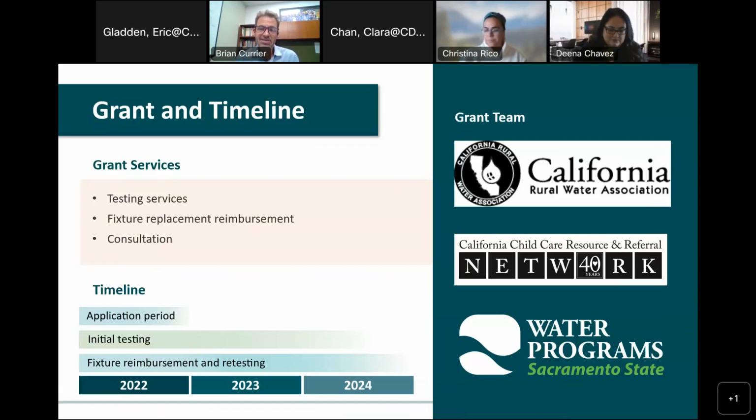Applications will be accepted until funding is exhausted, which we anticipate by the end of the year. Testing will extend into 2023 and possibly beyond, as the grant team is seeking an extension to allow services to extend into 2024. We'll talk more about grant testing services in a minute. First, let's talk about application and prioritization. Next slide.